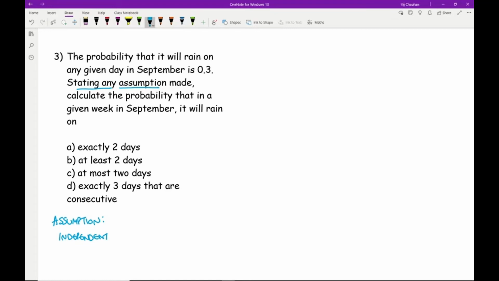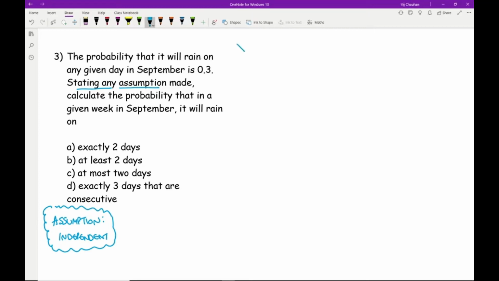Now you might think, depending on what country you are, that if it rains on Monday, then there's a good chance it might rain on Tuesday. So you might think, let's have a look at the previous weather. But the assumption we need to make is that the weather is independent on each day, so the probability on any day in September, which is why it says any day in September, is 0.3. So there is our assumption. It doesn't say in any part of A, B, C and D whether we need to make that assumption, but I definitely would write that somewhere in your answer and start off by writing the assumption is that it is independent.